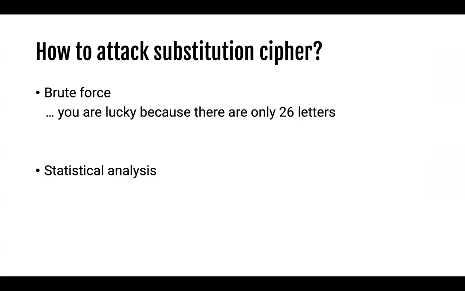So yes, you could try brute force, because we're lucky, we're living in the English language that has only 26 letters. But if we have, say, 10,000 or even a million letters, it's going to be very expensive to crack this crypto system. Okay, and then what else can we do? As Tim mentioned, we could try to check the frequency, right? And then we call this statistical analysis.